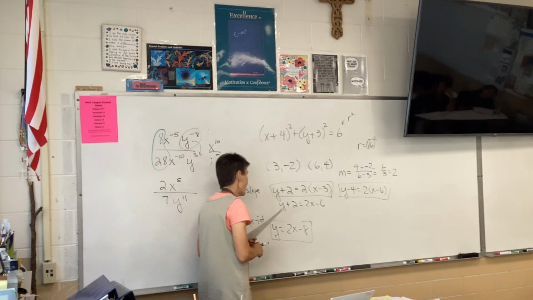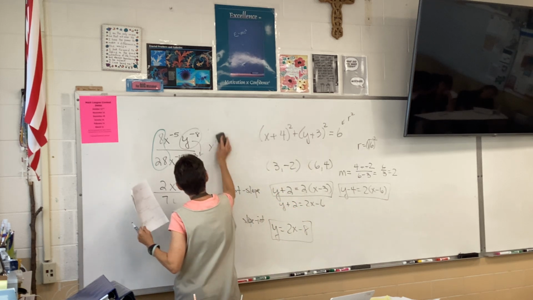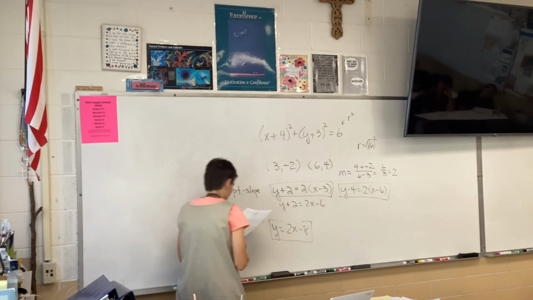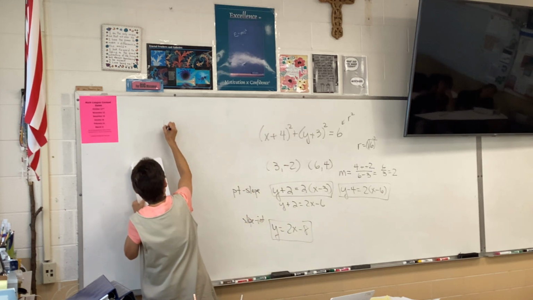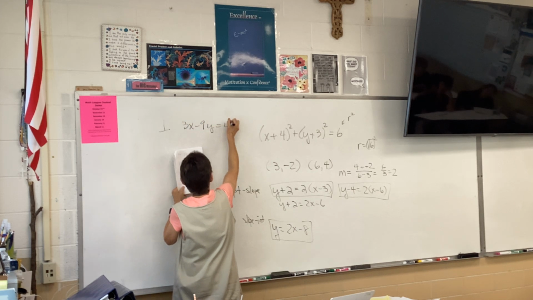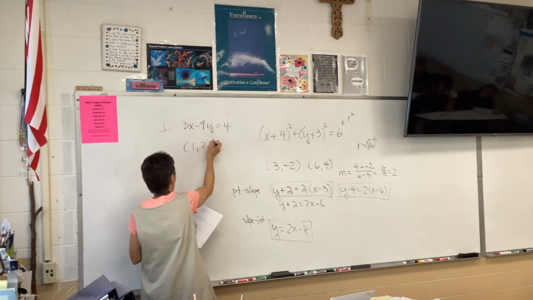All right, now we have B. And this is the one for some reason that we mess up a little bit. So let's look at B. We want to be perpendicular to this line. And we want to contain this point.